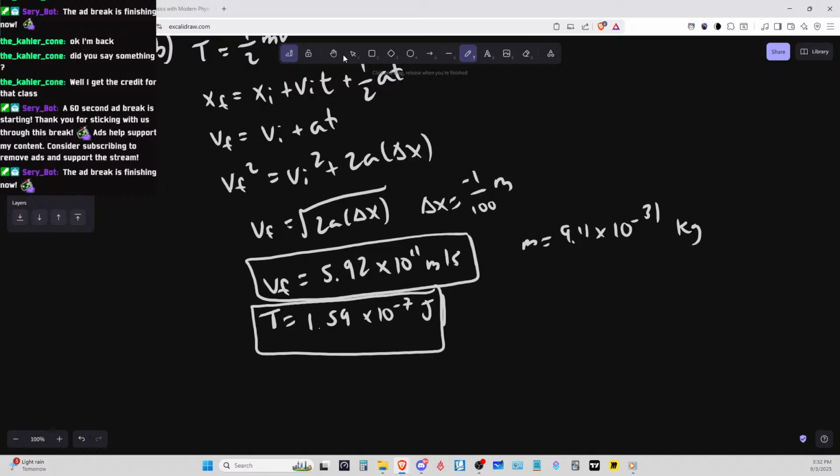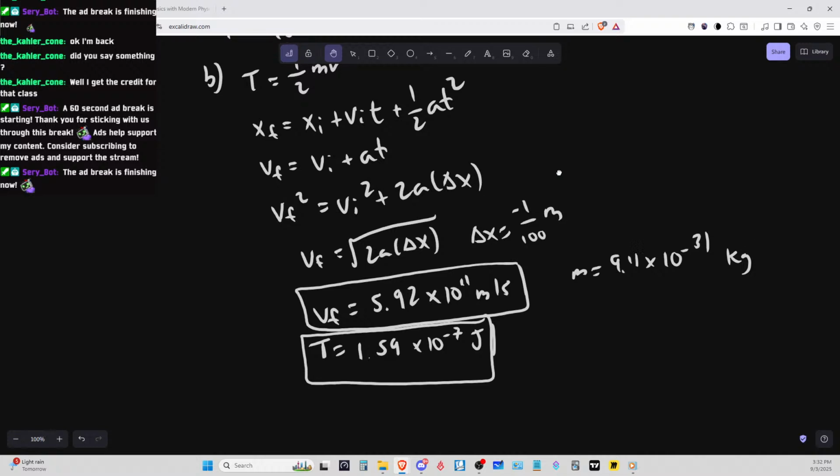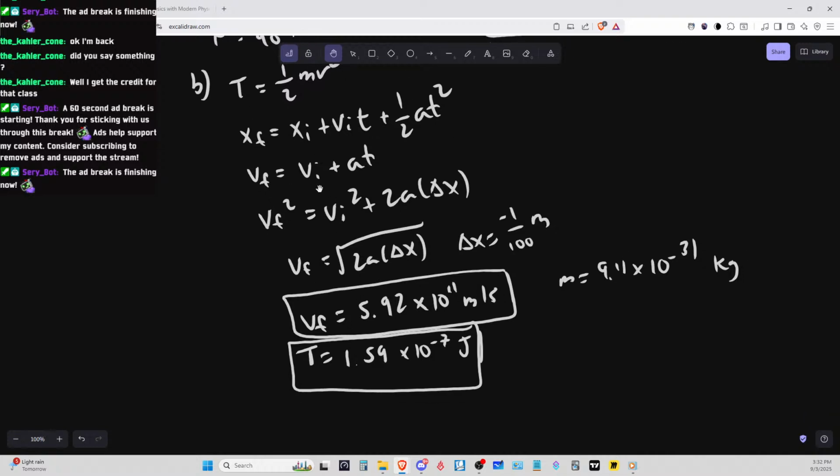Okay, so is there a C we have to solve for? Okay, how long does it take to travel this distance? So we got the final velocity, so now we can do the kinetic equation for the time. This one should be much easier to handle. So time is equal to the final velocity over acceleration. Okay.